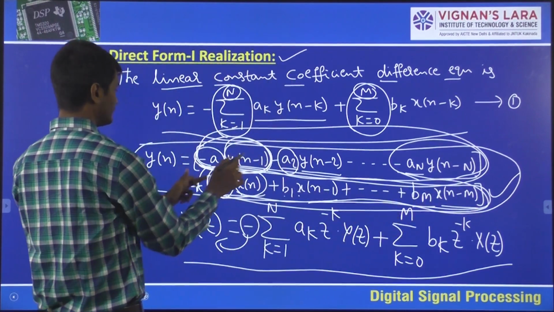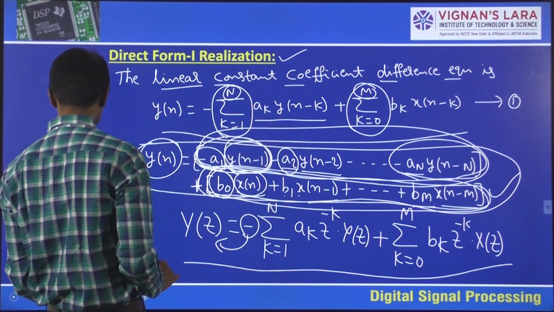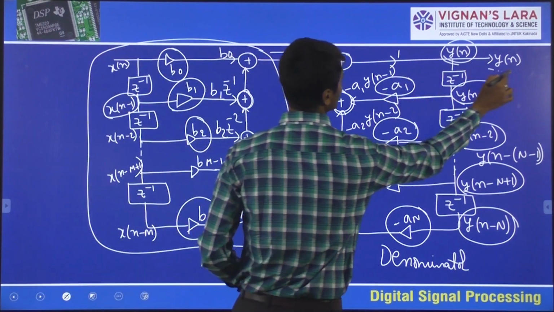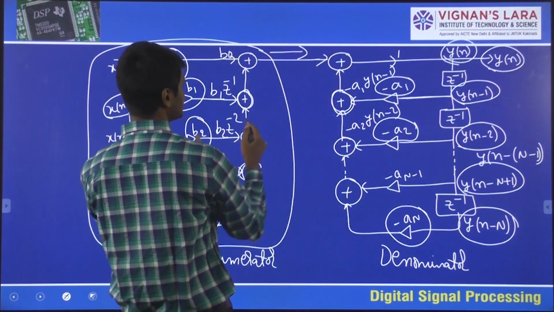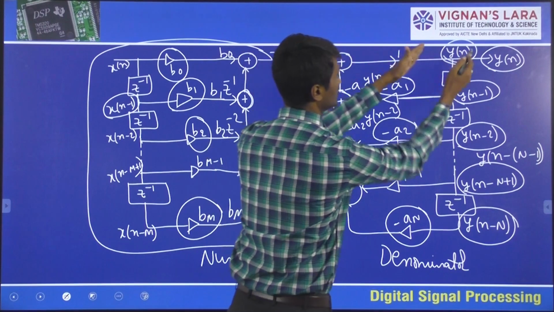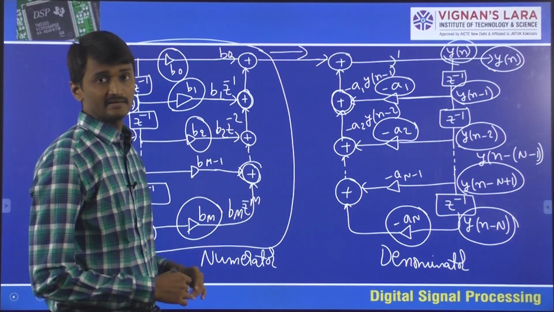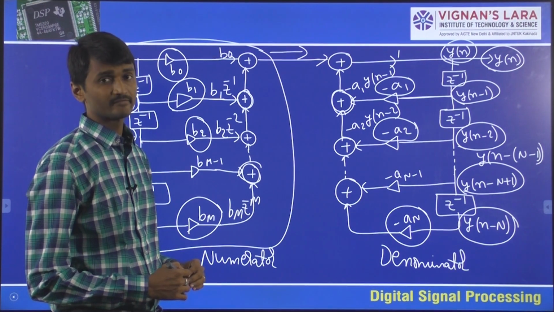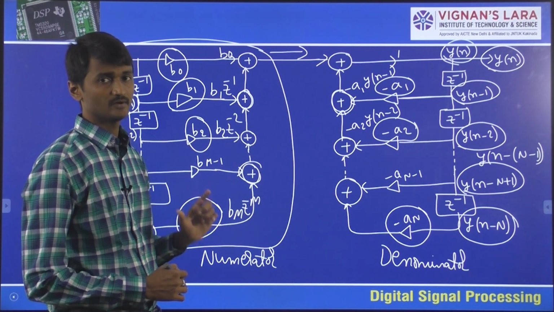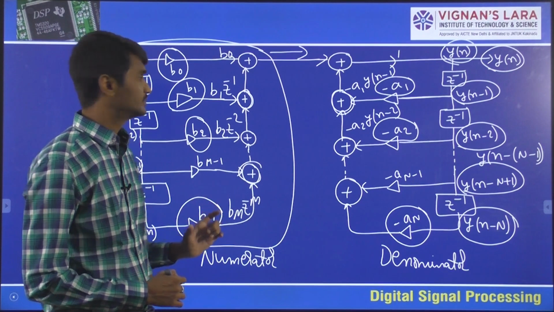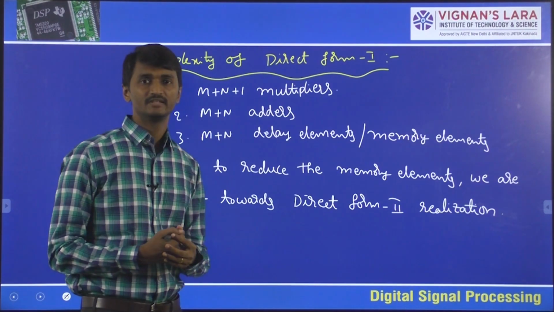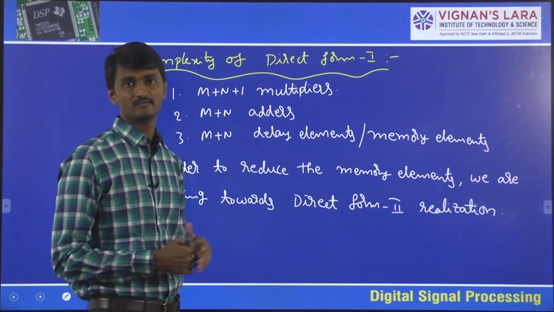So what is the output? Finally y of n. So this is y of n, the final output. The addition of all this and addition of all this will become y of n. So this is the realization structure of IIR filter using direct form 1. Now we will discuss the complexity of the direct form 1 structure.